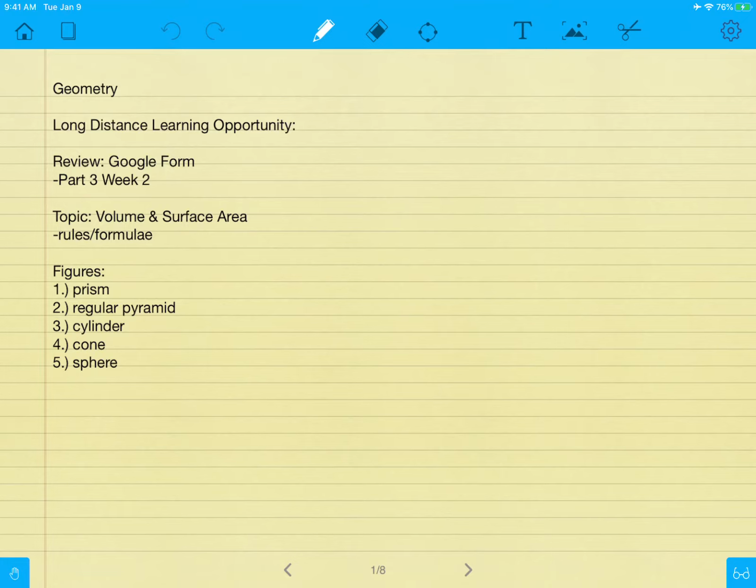So that's the Google form that we sent out on Sunday night or Monday morning. It's based on volume and surface area. There were, I believe, 7 problems in that Google Doc that I sent out. They're based on prisms, regular pyramids, cylinders, cones, and spheres. Let's go through each of these 7 problems. I believe each question had 2 parts, a surface area and a volume question, in no particular order. So let's walk through them and you can see how you did.